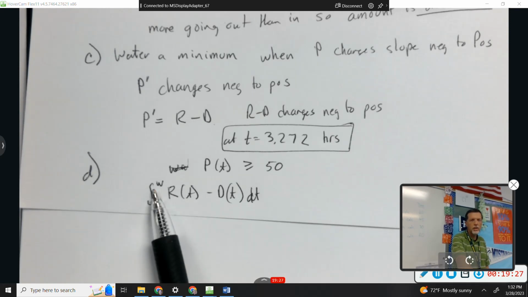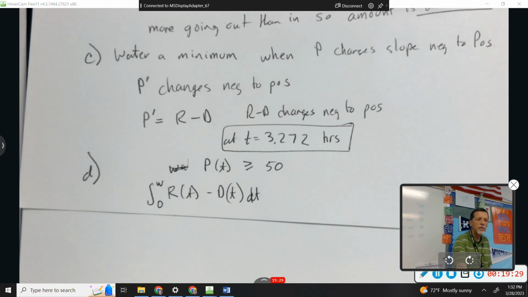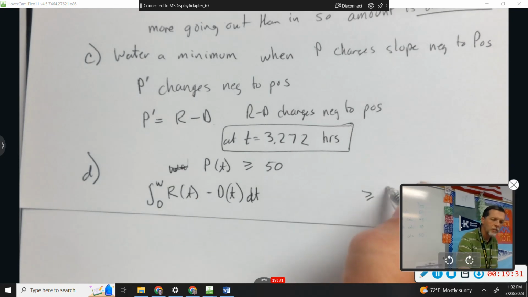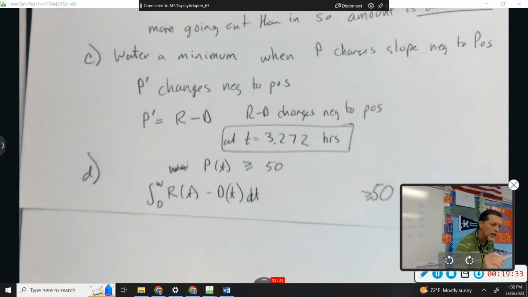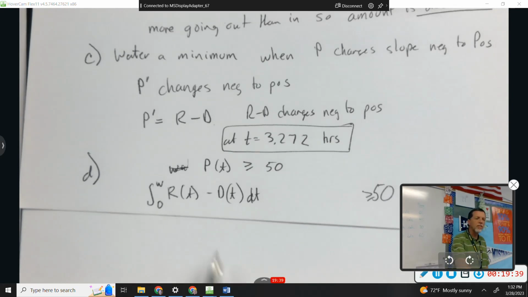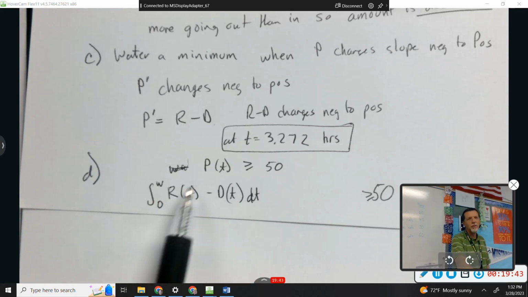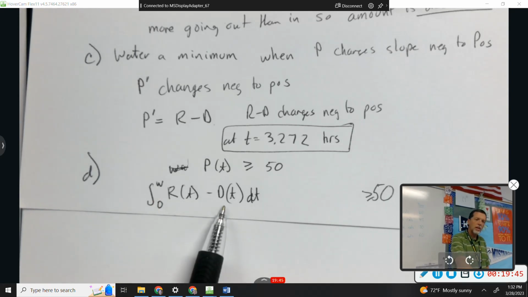You've got to find out when it's over 50. Right, but that we can get by just saying when it's greater than or equal to 50. It's 50. Or I guess we should say equal to 50. But this isn't the amount of water in the pipe. That's the change in the amount of water in the pipe. So we've got to take an interval again?